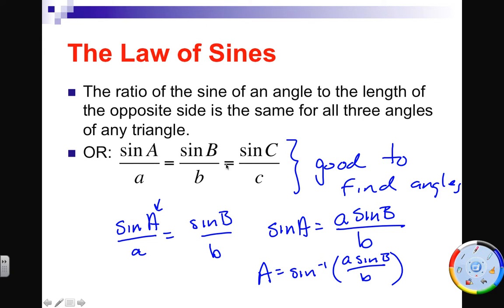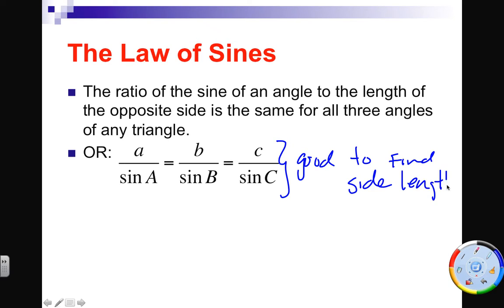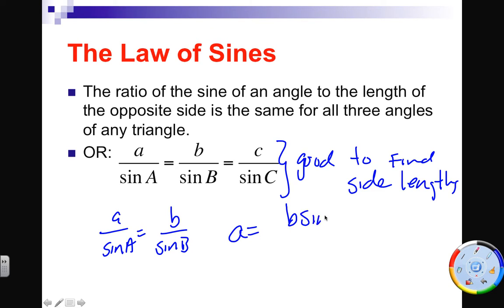Okay? Now, the other variation, you might have seen it just a second ago kind of flip up there, is just finding the reciprocal of all of them. And this particular version is good to find sides. Good to find side lengths. Only because, again, same thing. If I had A over sine of A equals B over sine of B, in order to solve for A here, all I have to do is multiply by sine of A. So I'd say little a is equal to B sine of A over sine of B. Nice and simple.